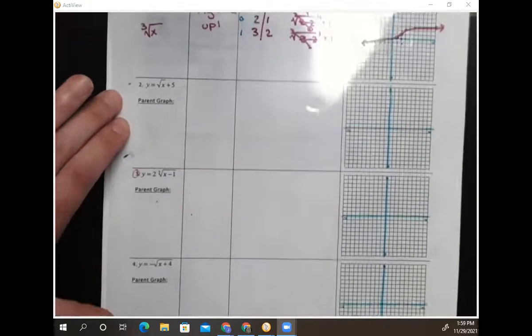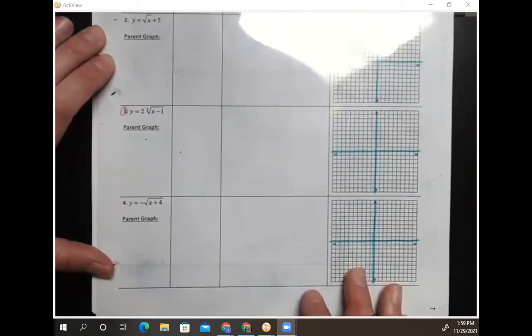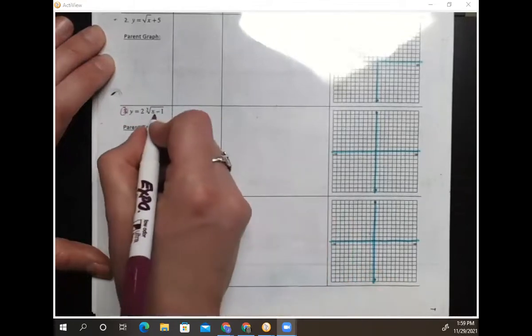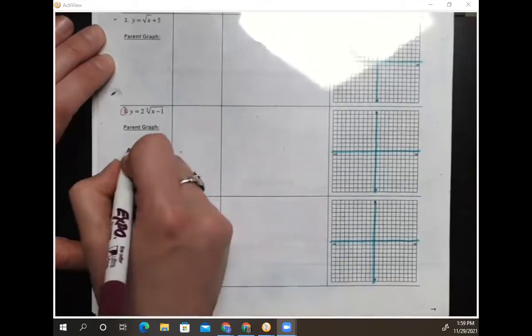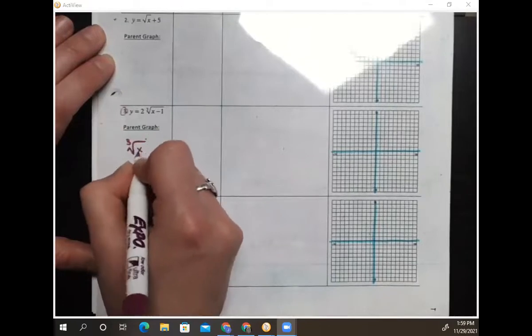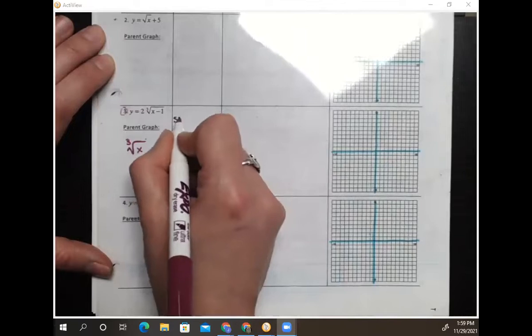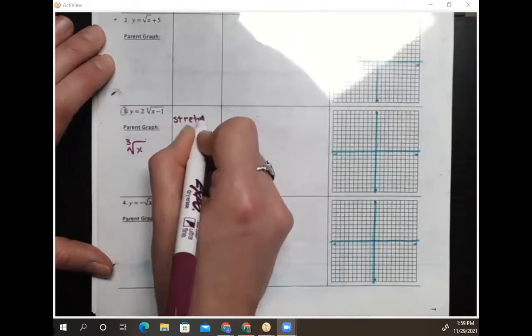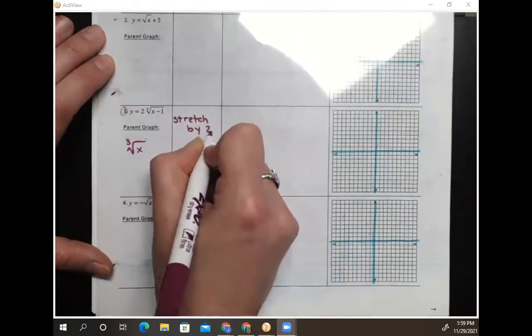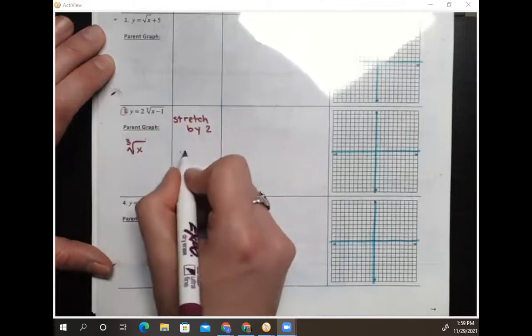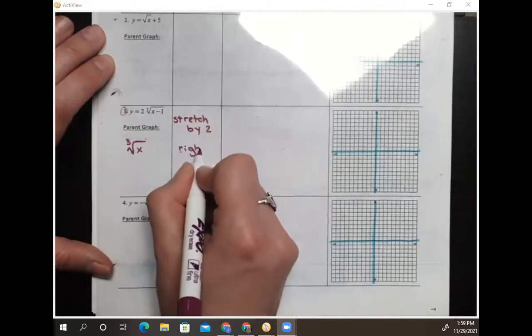And then finally, we're going to take a look at number 3 on page 7. So we have 2 times the cube root of x minus 1. Our parent graph, again, would be the cube root of x. The 2 in front is going to stretch our graph by 2. And then the minus 1 underneath will move us to the right 1 spot.